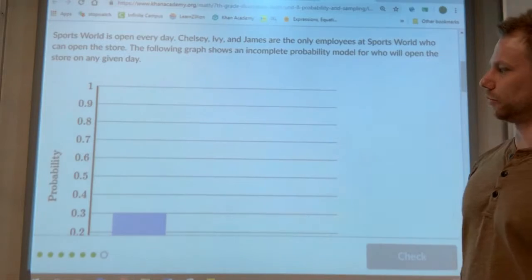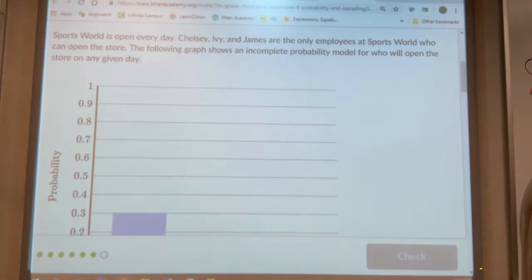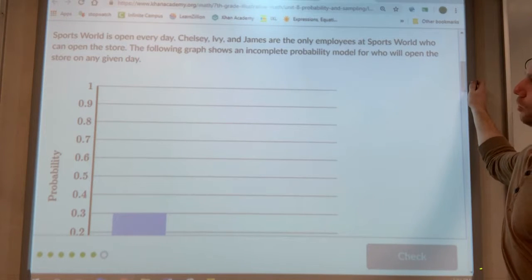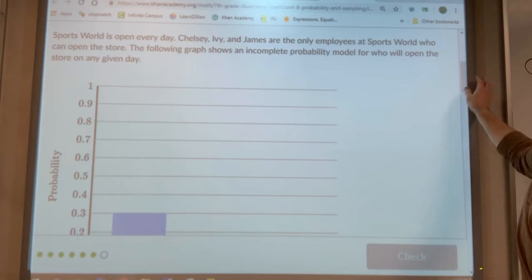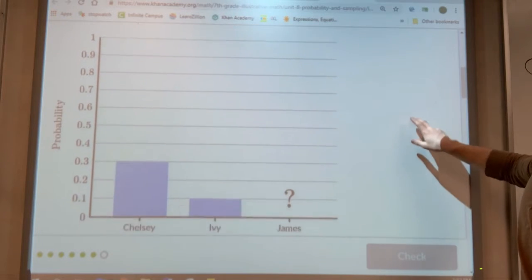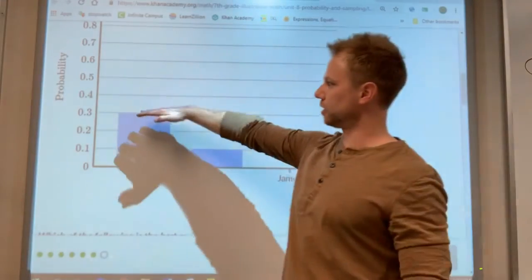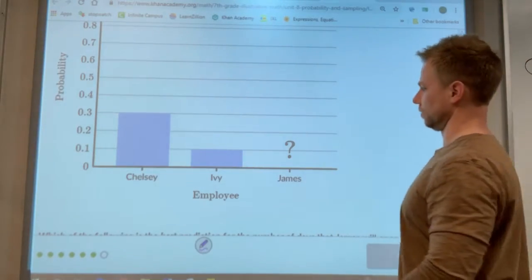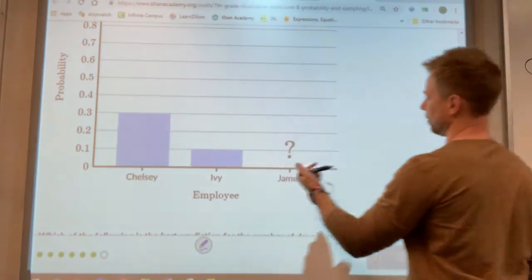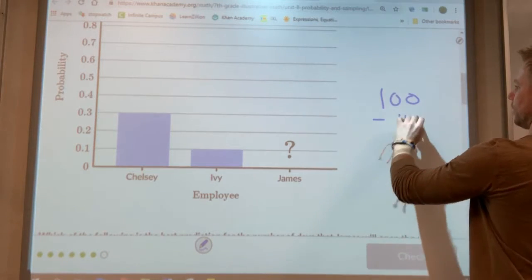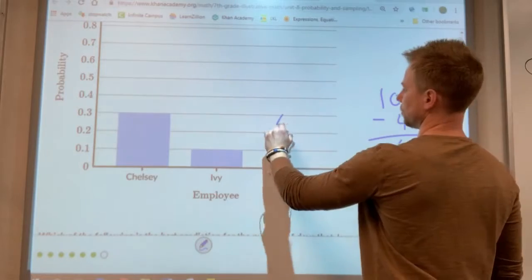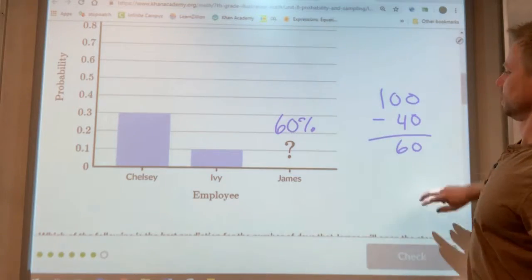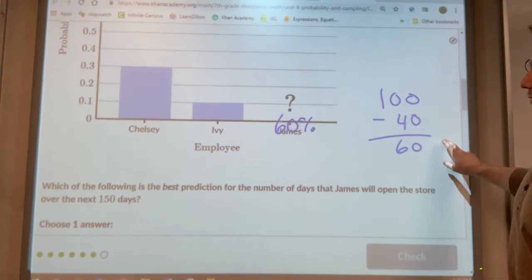Okay, let's try one more problem where we have to set up a proportion. Okay, it says Sports World is open every day. Chelsea, Ivy, and James are the only employees at Sports World who can open the store. The following graph shows an incomplete probability model for who will open the store on any given day. So it's a 30% chance that Chelsea will open, 10% chance Ivy will open. What is the probability of James? Well, 30 and 10 makes 40. So if we're doing 100% minus 40, that means it's a 60% chance that James will open the store. Okay? Let's remember that. 60% chance.